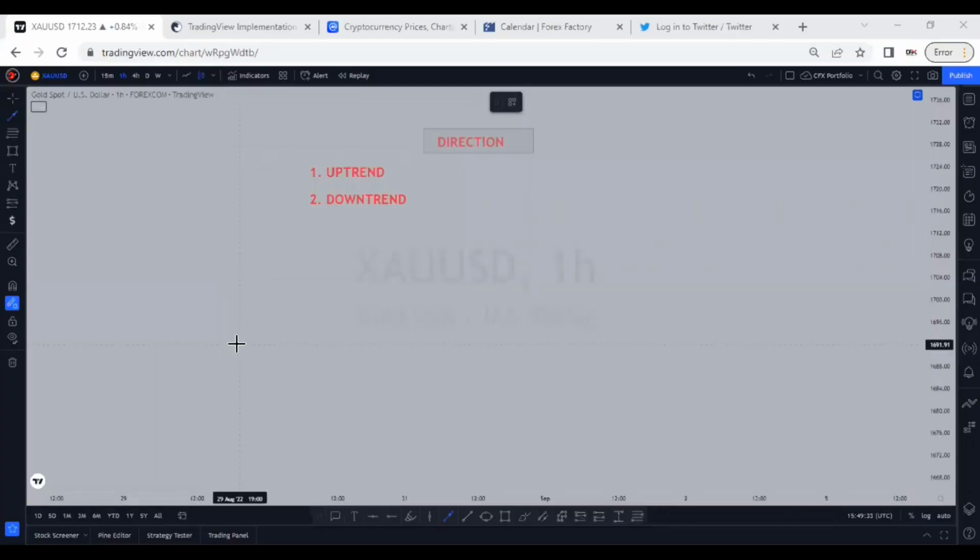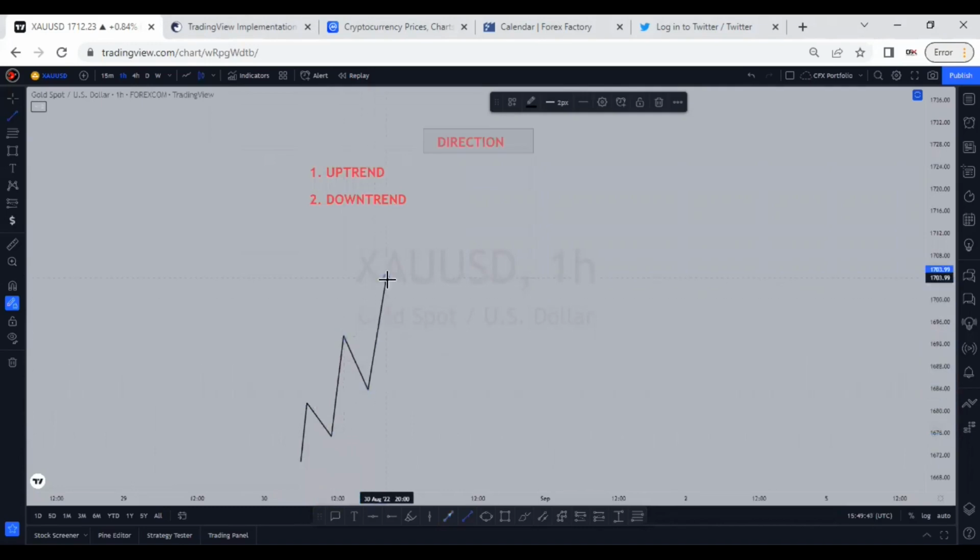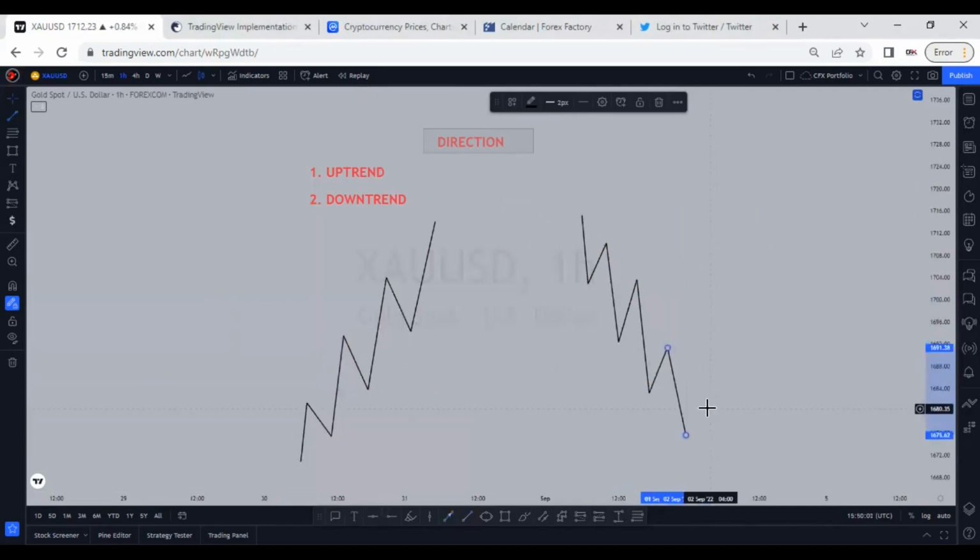The market has two main directions. We have the uptrend and then the downtrend. In an uptrend, the market creates a series of higher highs and higher lows. It can continue up. Now, in a downtrend, the market creates a series of lower lows and lower highs. So you guys have to study the movement of the market.